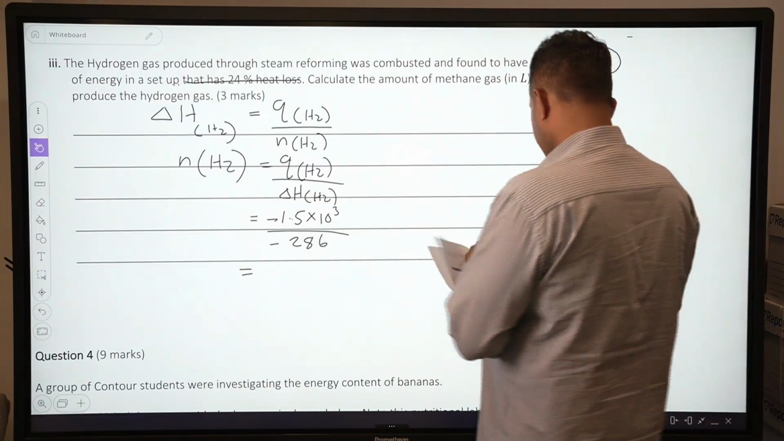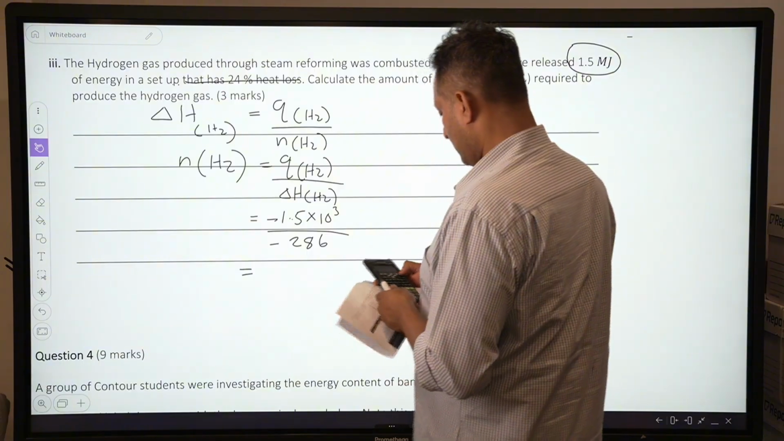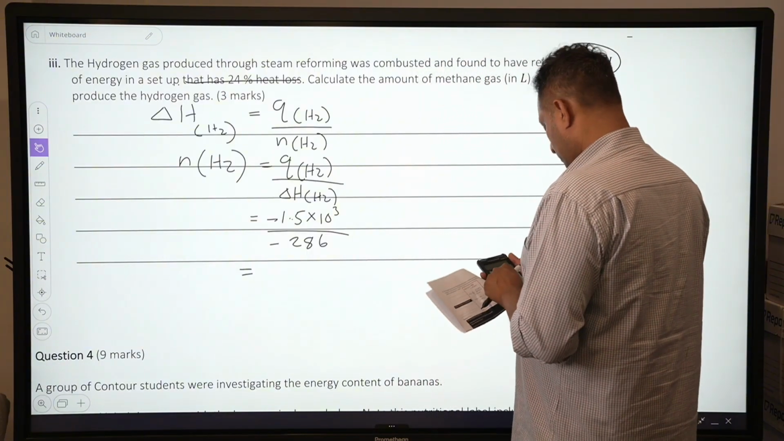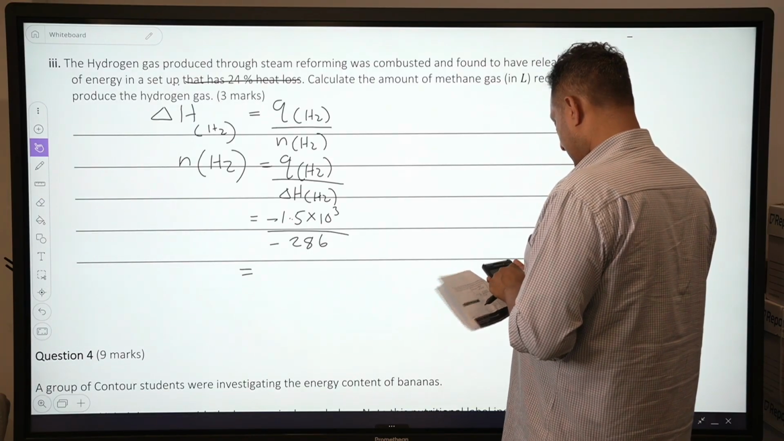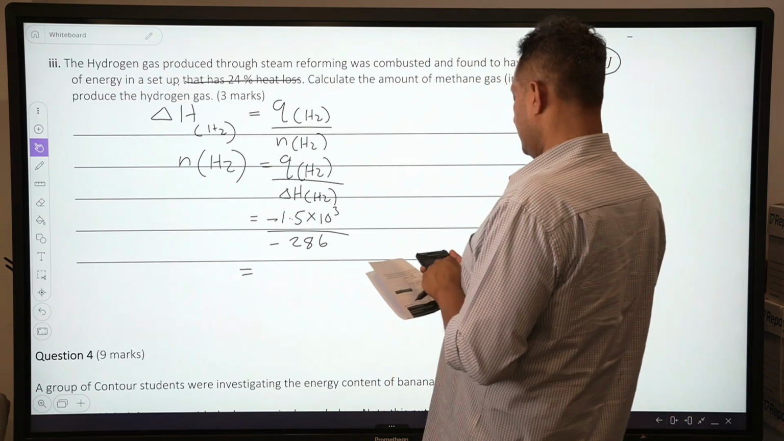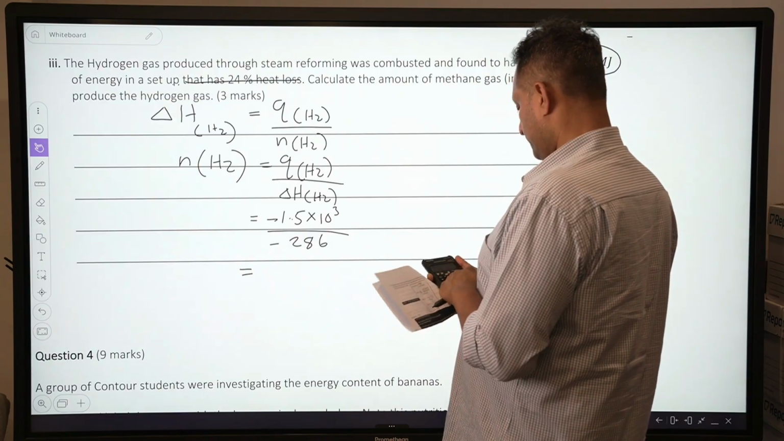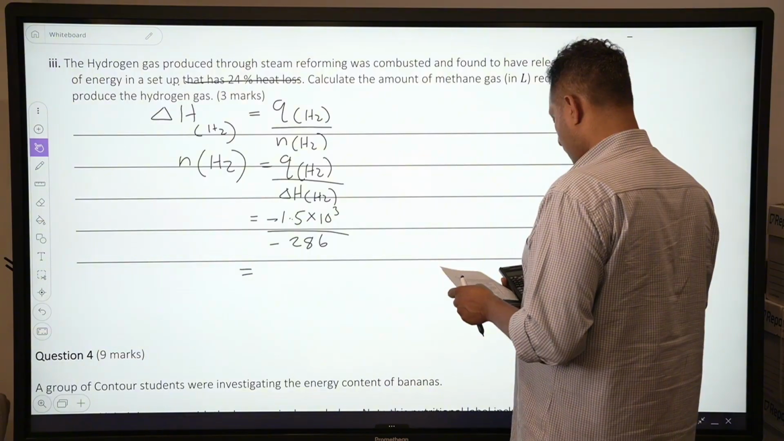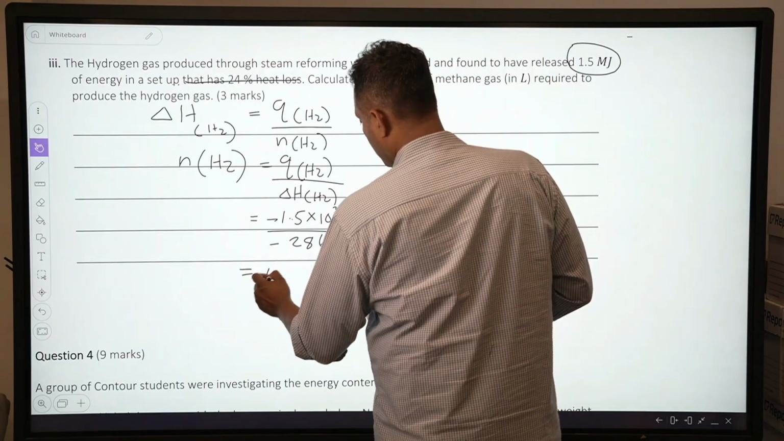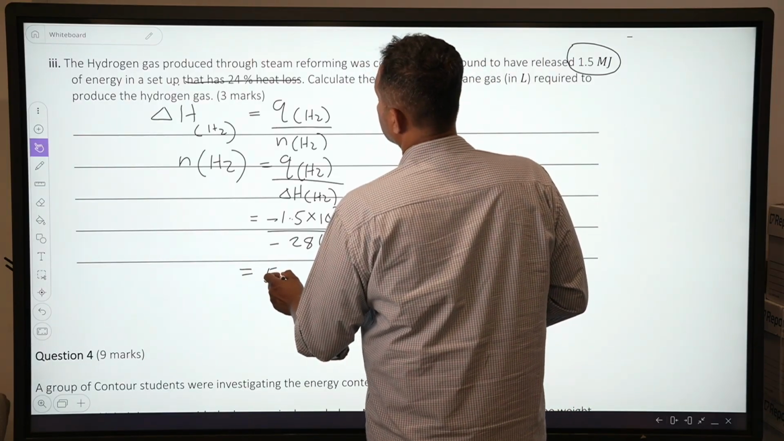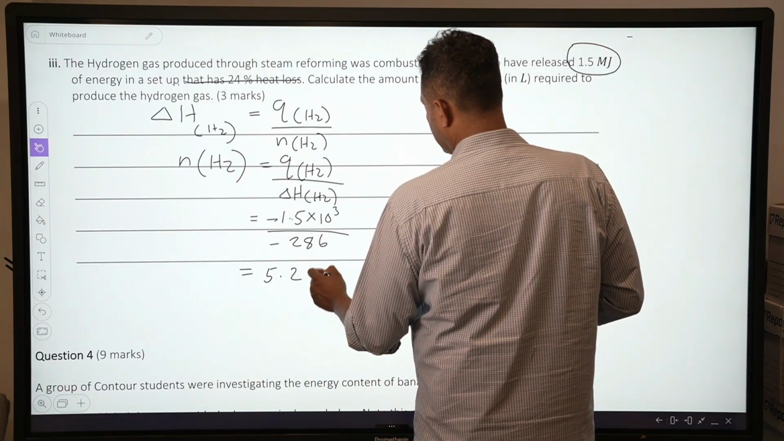You get the answer, number of moles of hydrogen, which is, let me use a calculator because I haven't got that value. Okay, sorry. So 1500 divided by 286 is, which is 5.244 moles. How many significant figures? 2 significant figures. So let me use the answer of 5.2 moles of hydrogen.